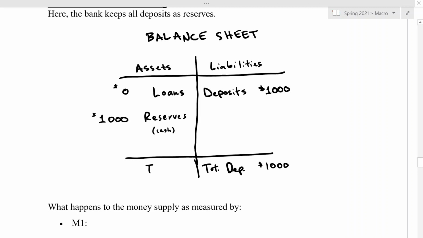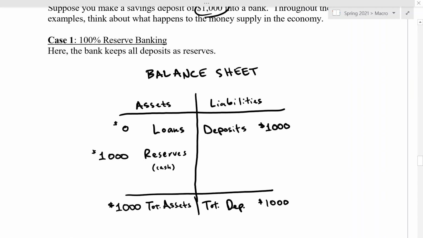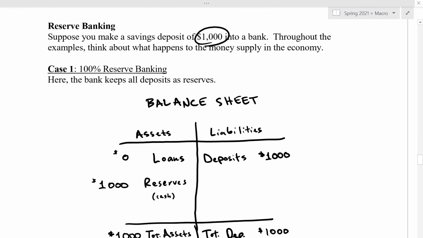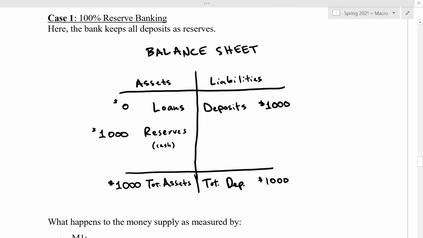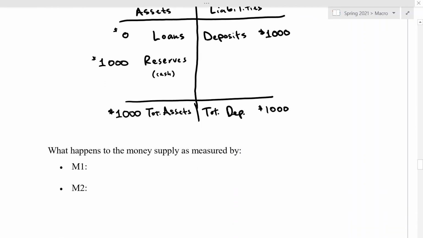And so total assets is going to equal 1,000. Okay, and so what do we have? The balance sheet balances, we're good to go. This is not very interesting because there's nothing really going on here. What will happen to the money supply?